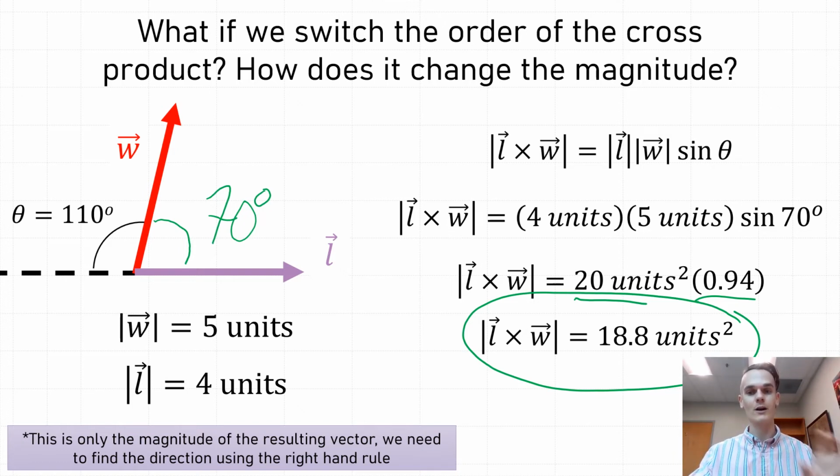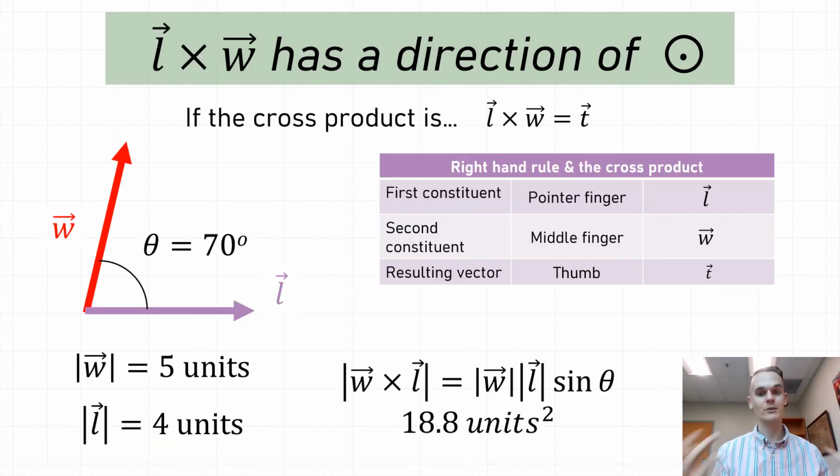So let's talk about the direction of the resulting cross product. Remember that the cross product outputs a vector. We verified that the magnitude of the cross product doesn't change whenever you change the order, but we need to determine if the direction of the vector outputted by the cross product changes or not whenever you change the order of the cross product. So what we're going to do is we're going to use the right-hand rule.